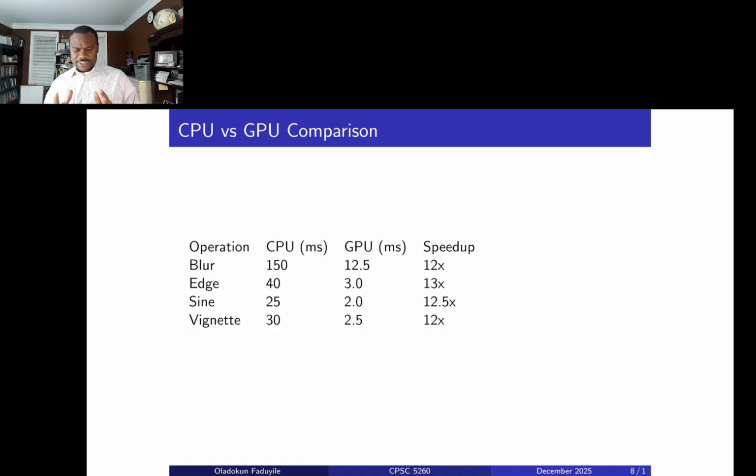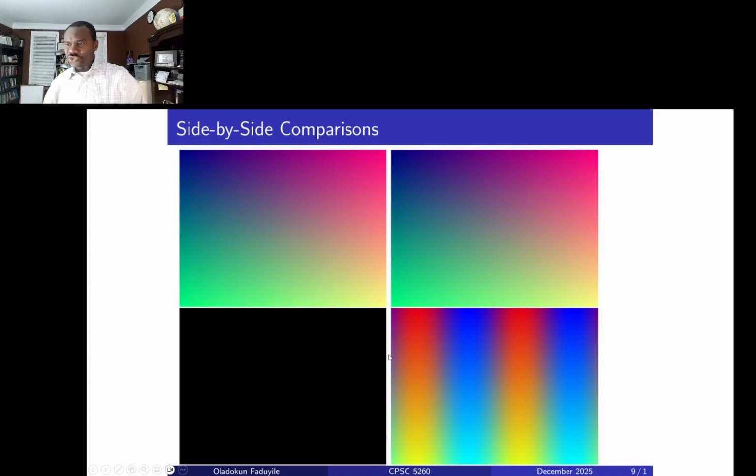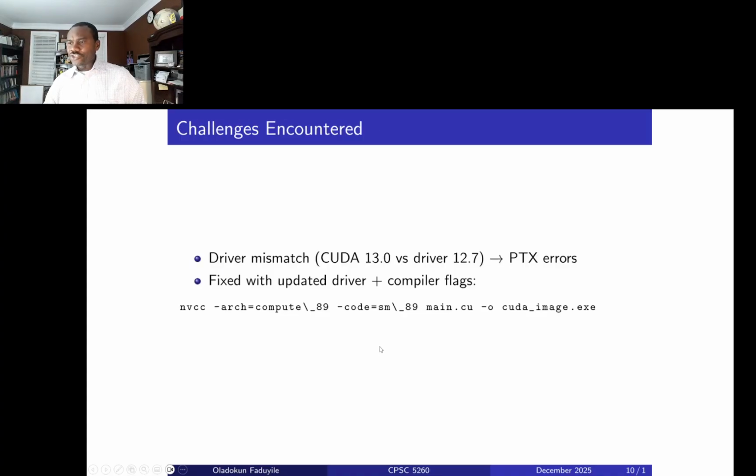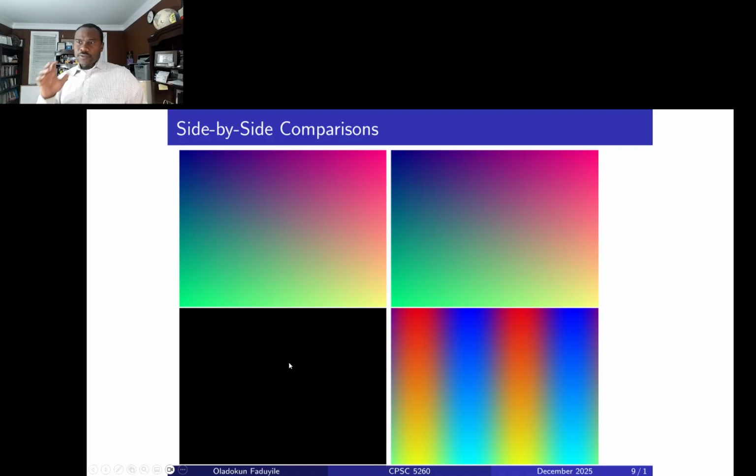Okay, so from there, one of our goals is to take the actual input ppm that was created and compare it side by side with the output of each operation, like blurring, edging, the sine wave, and also the vignette. So after looking at their performance, I look at the actual input that was created, and I compare all of them together.